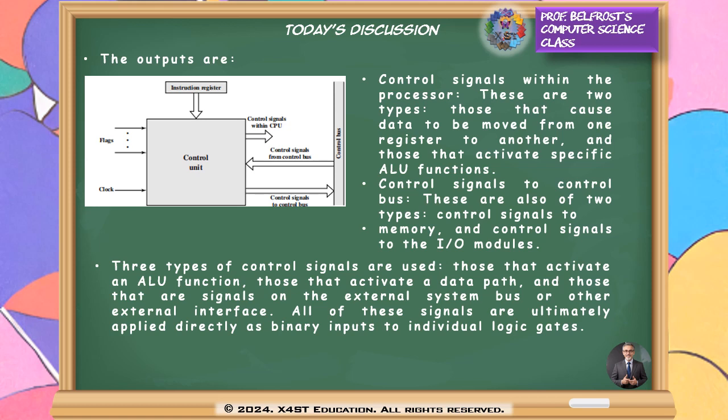Sixth, it is control signals to the control bus. These are also of two types: control signals to memory and control signals to the I/O modules. So there are three types of control signal used: those that activate an ALU function, those that activate a data path, and those that are signals on the external system bus or other external interface. All of these signals are ultimately applied directly as binary inputs to individual logic gates.